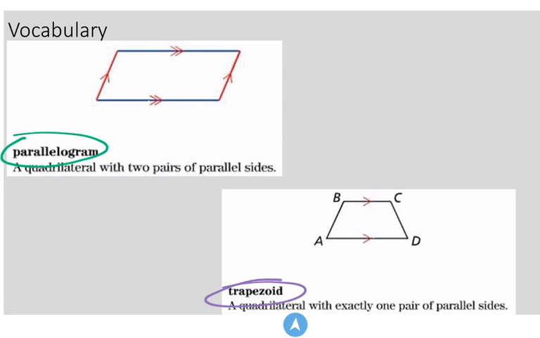So we have 2 pairs of parallel sides. In the trapezoid, it's a quadrilateral with exactly 1 pair of parallel sides. Now, quadrilateral simply means that it is a 4-sided polygon, or it is a closed shape with 4 sides. Both of these have 4 sides, but the trapezoid specifically only has 1 pair of parallel sides. So you can see in the diagram the top and the bottom are parallel, but not the left and right side here.